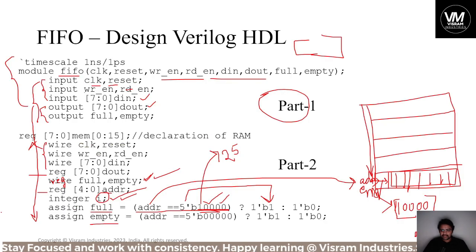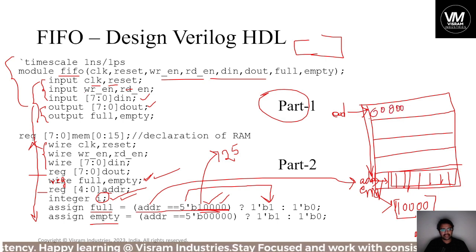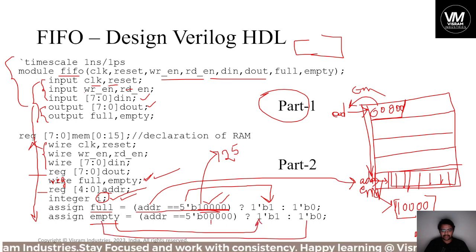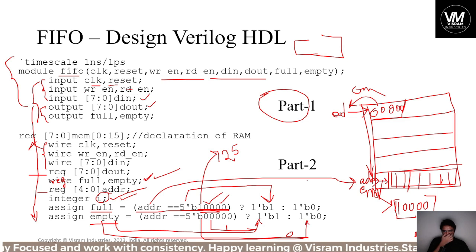In the same way for empty: when the address pointer is at the starting position, 0 0 0 0, at the starting position, then you can say empty is 1, or else empty can be 0. Got it, guys?